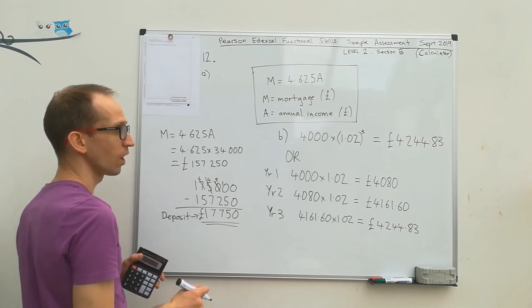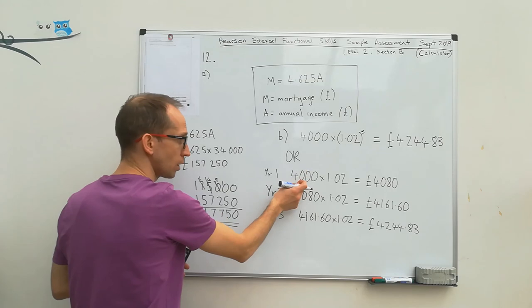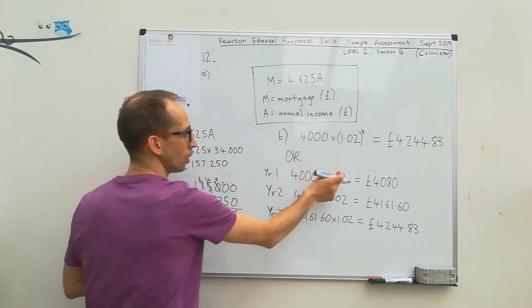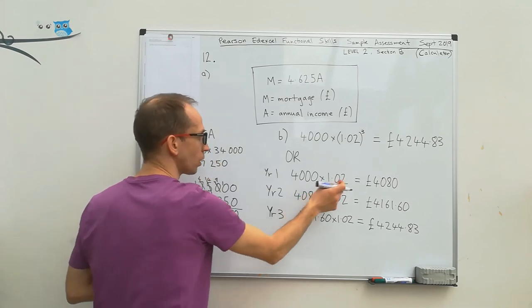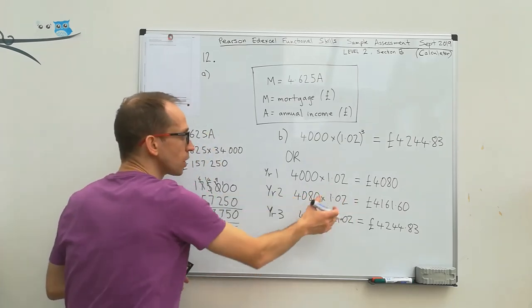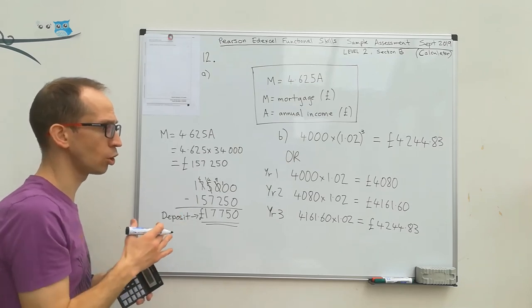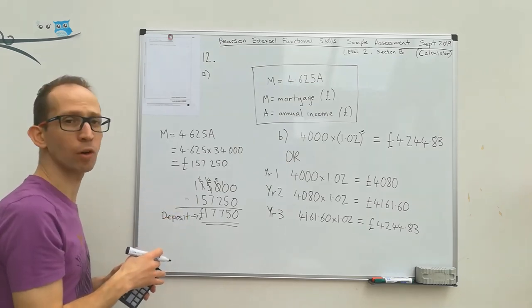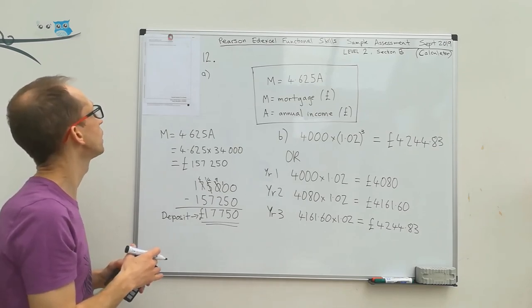As I say, if you wanted to, you could even work out 2% of this and then add it on, get your answer. Then work out 2% of this, add it on, get your answer. It's the same as this method, but it would just take you a little bit longer. But if that means that you're more comfortable and more confident with your answer, that's absolutely fine. And that's the end of the paper.